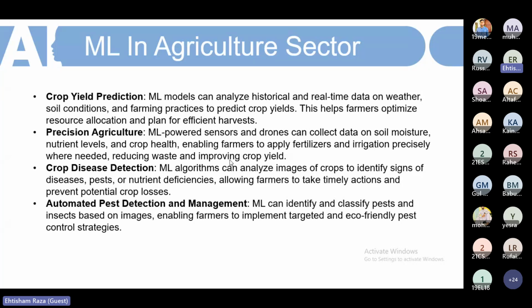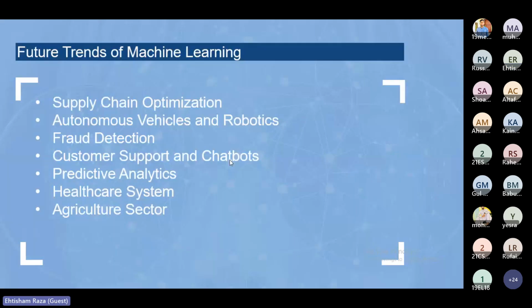And if you have pests in your crops and you have to perform any kind of pest spray, machine learning can tell you, okay, this is the time your crops have pests, so apply a pesticide so they can be eliminated from the pests.